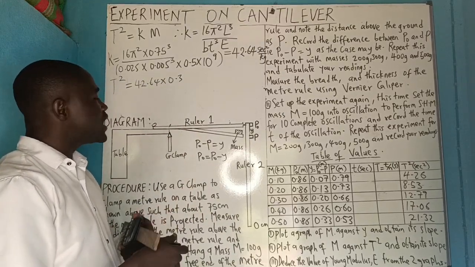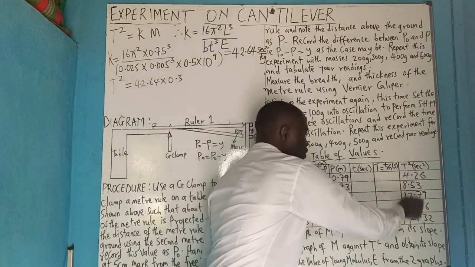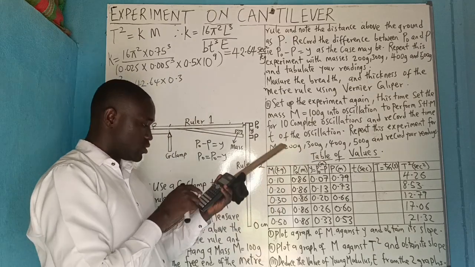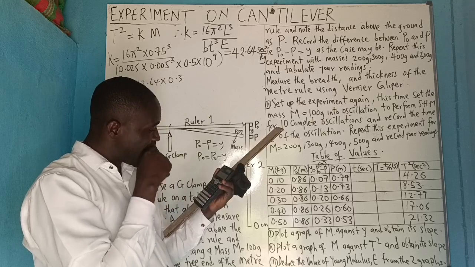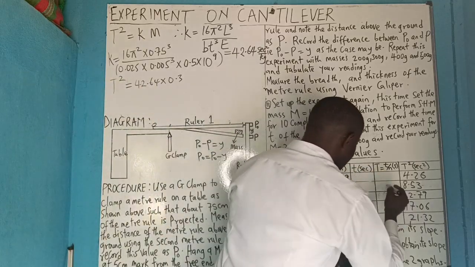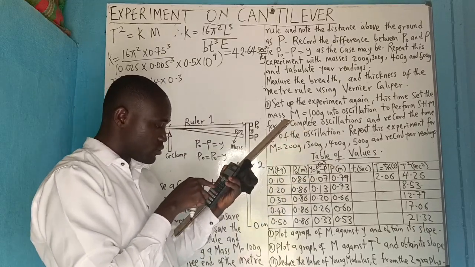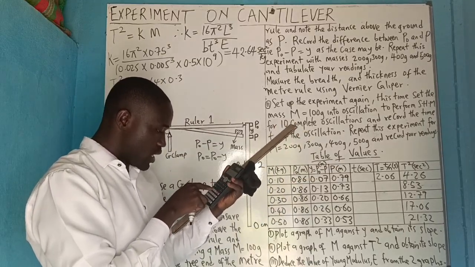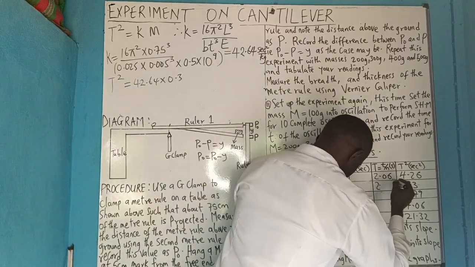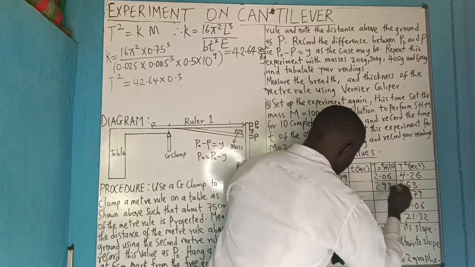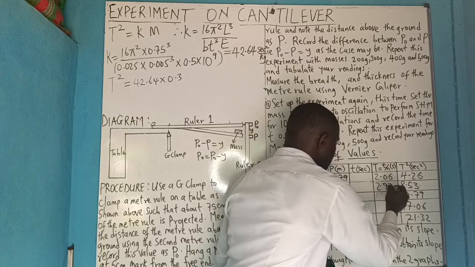T squared is related to this T by square root. So when you get the square root of T squared, you get your T. Square root of 4.26 will give you what? 2.06. Square root of 8.53 will give you what? 2.92, please. It's a mistake from me.